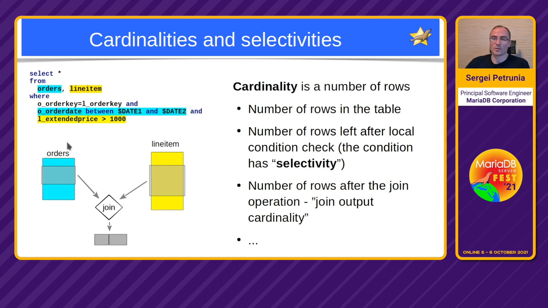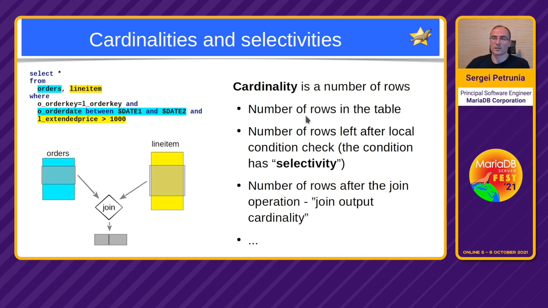Before joining this table with another table, a local condition will likely be applied, and it will filter out some records. The optimizer will consider the number of rows left after the local condition check. We call it condition selectivity. The same goes for line item. After that, it will perform a join operation, and after the join, some number of record combinations will be produced, and then the optimizer will compute the join output cardinality and so forth. So cardinality and selectivity are closely related.